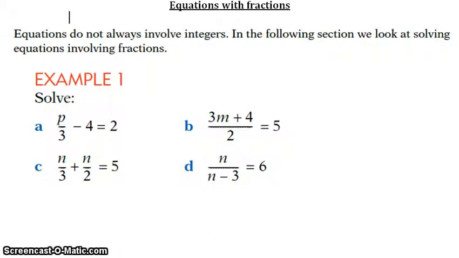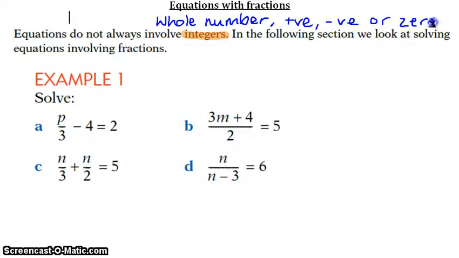Now equations don't always involve integers, okay, so what's an integer? It's this word here that we're looking at. An integer is a whole number, either positive or negative or zero. So you need to write that down if you didn't know what that meant. It's a whole number that's either positive, negative, or zero. Okay, so that's the definition of an integer.